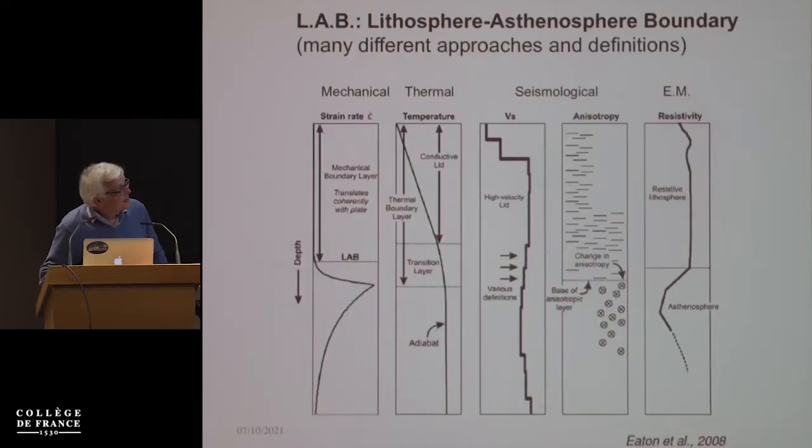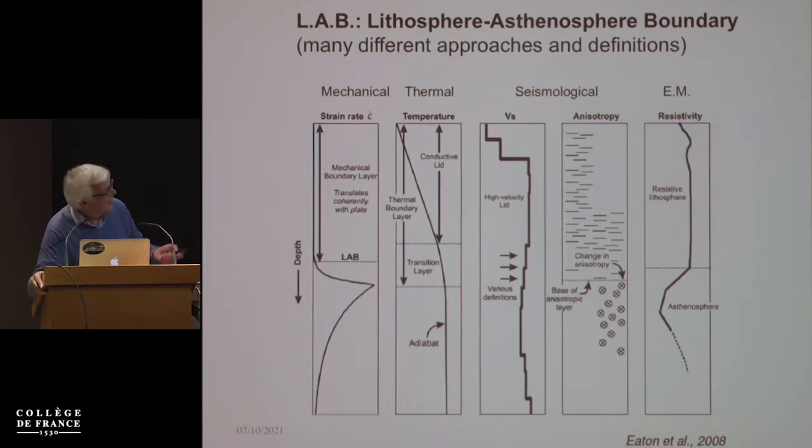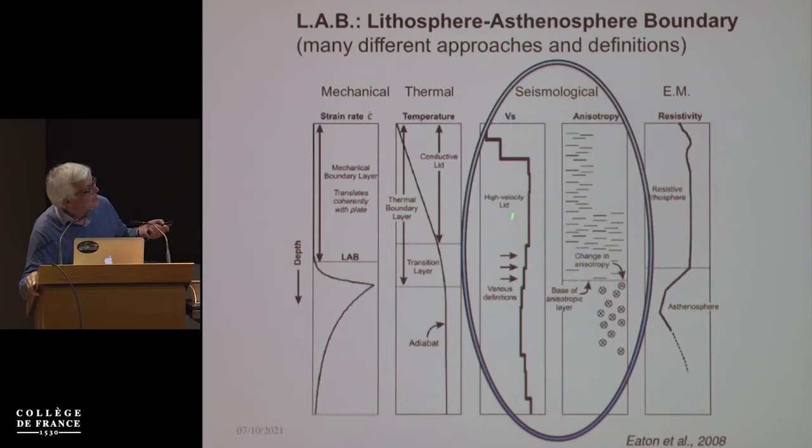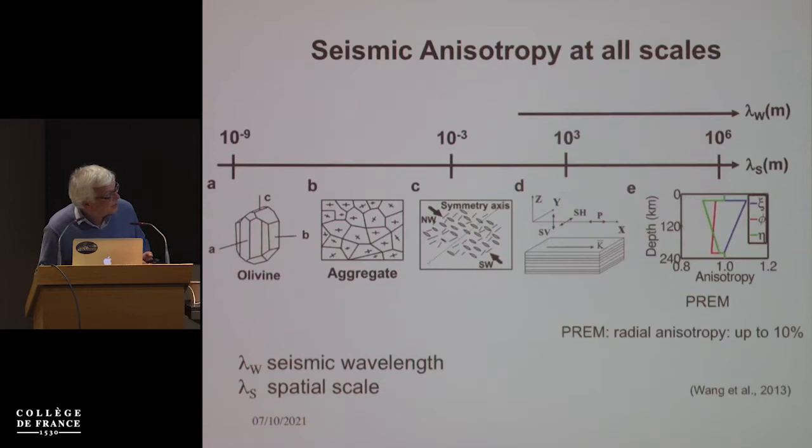So that's a classical figure which shows the different ways to define the lithosphere-asthenosphere boundary. I don't want to detail it, but you know these different points. I will be primarily interested in the way seismologists can investigate this issue by considering the velocity profiles and the fact that we have a high viscosity, high velocity lid above the low velocity zone. And from seismic anisotropy, we can expect that when we move from the lithosphere to the asthenosphere, we also have a change in anisotropy. So that is what we will try to look at.